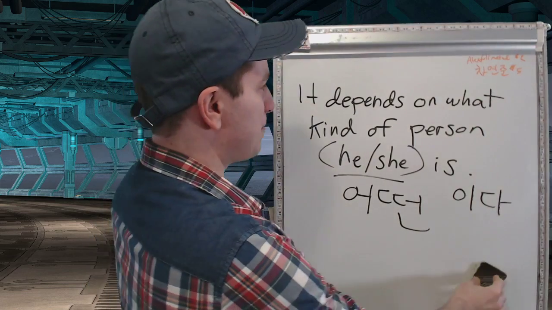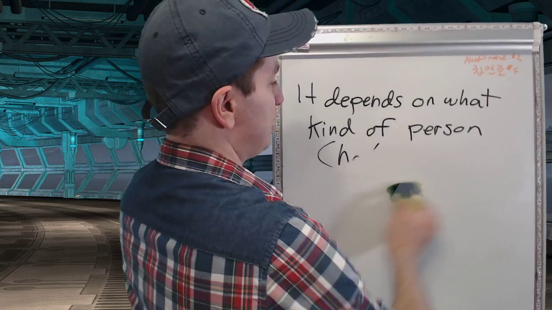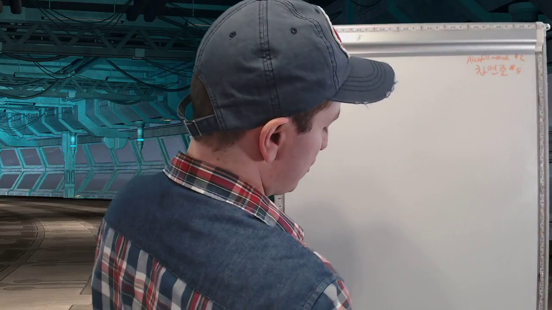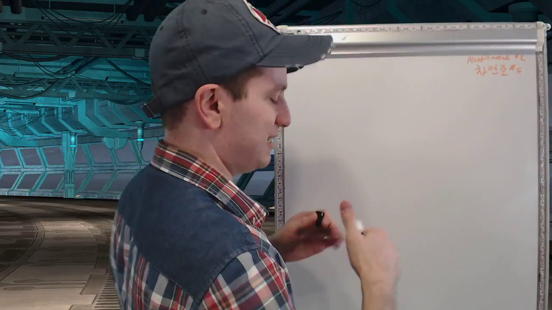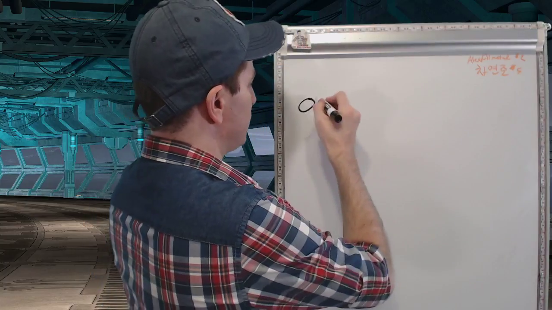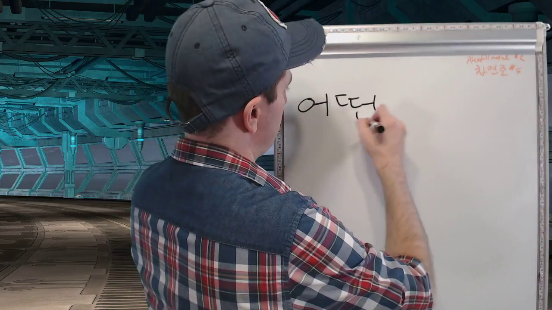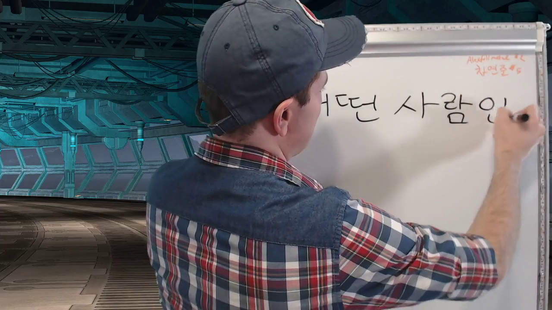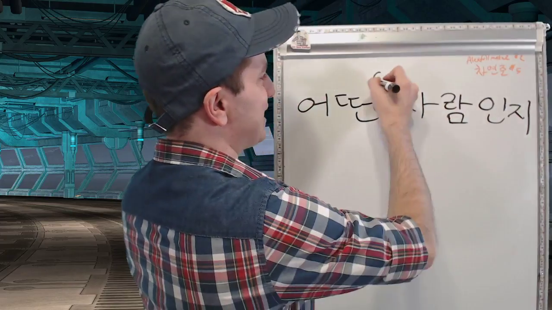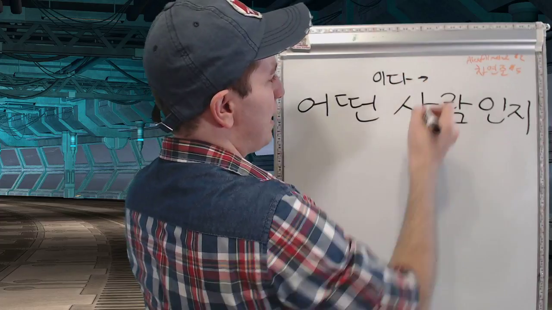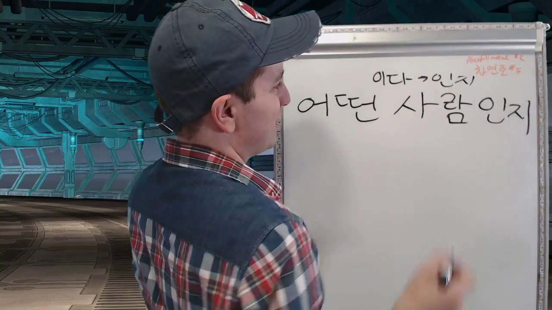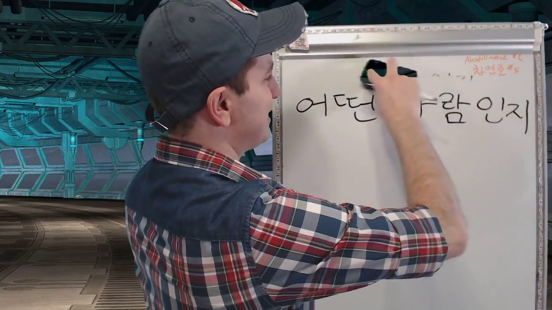Okay, so let's talk about this. It depends on what kind of person he or she is. I saw a few of you got it right. Remember, 이다 is a descriptive verb, so it does not become 있는지. I'll show you. What kind of person, 어떤 사람인지. So we have the descriptive verb 이다, that when it goes to a present tense conjugation, it's 인지. 어떤 사람인지.